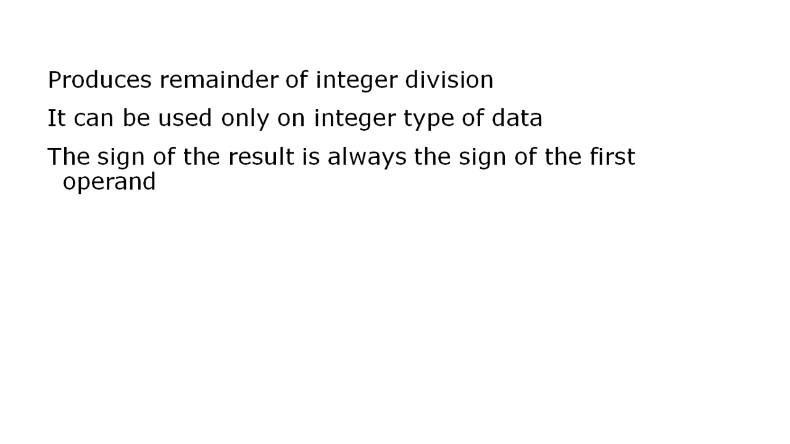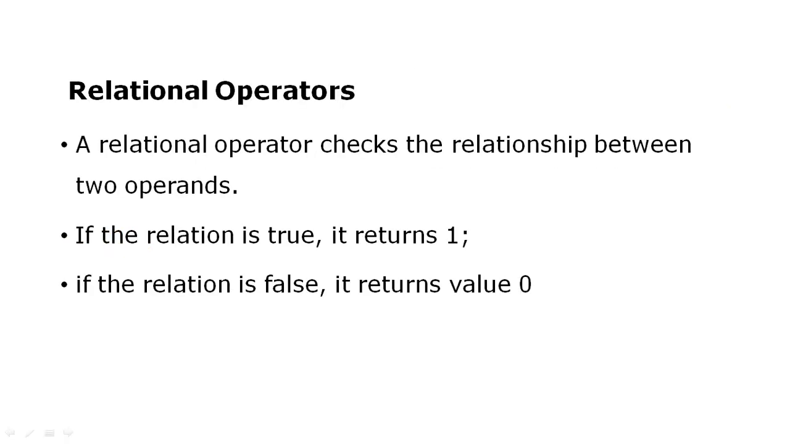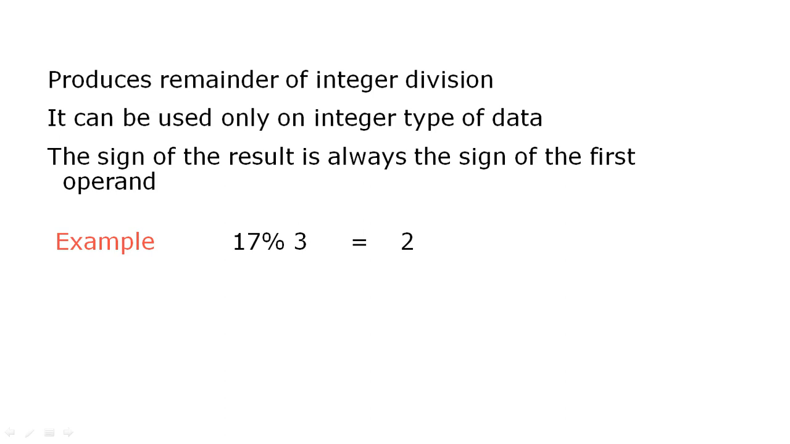Here, the plus operator, minus operator, subtraction, star, slash, we already know. The new one is percent. This is called the remainder operator. See here how it works. It produces the remainder of integer division. It can be used only on integer type of data. The sign of the result is always the sign of the first operand.